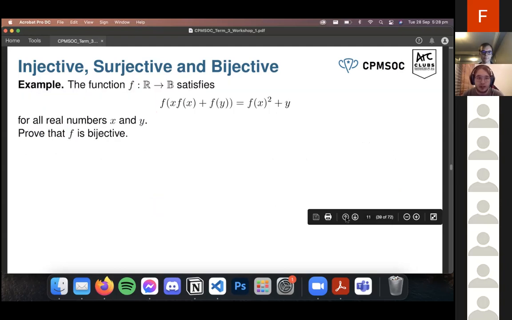So let's take a look at an example. We have some function that satisfies this here, and I believe that's meant to be an R there. It's a function from reals to reals that satisfies this kind of ugly equation. Whenever you see a functional equation that's ugly like this, your best bet is probably to try and simplify it a little bit. So can anyone tell me what real number they might want to try substituting to simplify this? Any ideas?